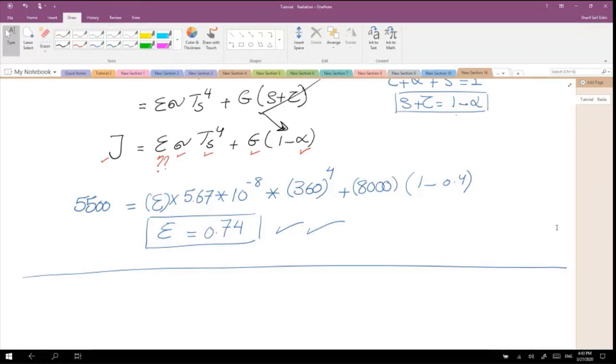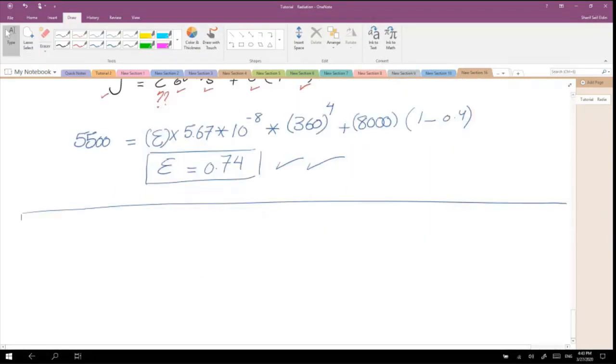Good. So the second question I would like to solve today is question number 3. Question number 3. Let's try to solve this question in the last 15 minutes.